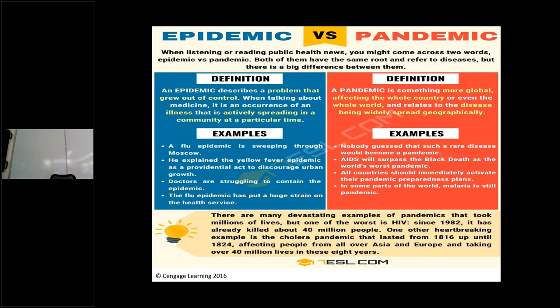So look at this bottom area here. You can look at this on your own. I've blown it up in a bigger space for you all. You see here there are many devastating examples of pandemics that took millions of lives. But one of the worst is HIV. Since 1982, it has already killed about 40 million people. One other heartbreaking example is the cholera pandemic that lasted from 1816 up until 1824, affecting people from all over Asia and Europe and taking over 40 million lives in just 8 years. That's a heck of an amount of people that have passed away, right? So these epidemics and pandemics can be devastating to the world.